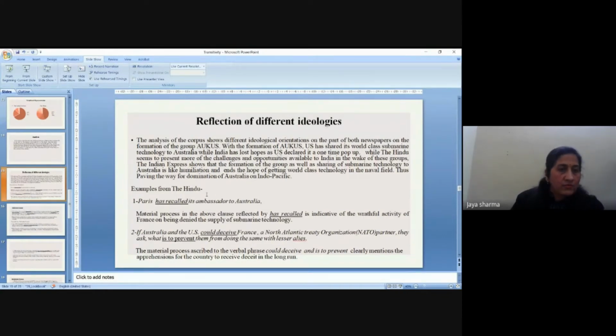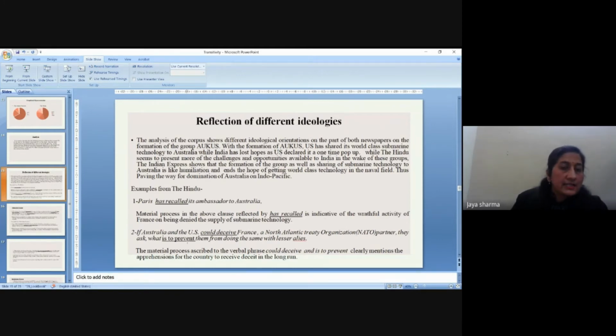So these are the examples from the Hindu. First, I have taken the material process. "Paris has recalled its ambassador to Australia." Here, in the verb "has recalled," we find a material process, with Paris being the actor and the ambassador to Australia being the goal. The material process in the above clause, reflected by "has recalled," is indicative of the wrathful activity of France on being denied the supply of submarine technology.